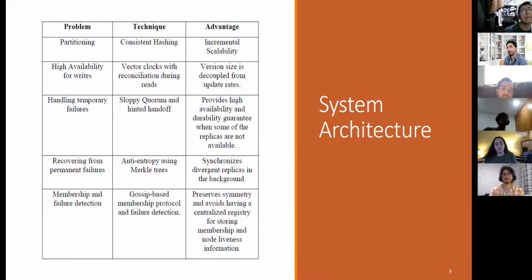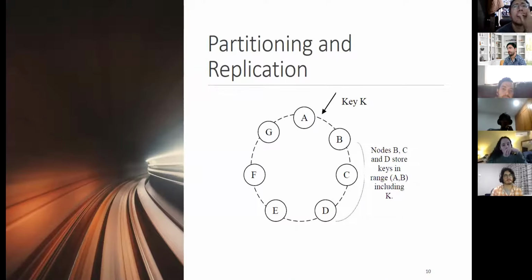So how is the system architecture? As we mentioned at the beginning, Dynamo advanced the state of the art by combining a lot of currently available techniques. So in this table, you can see which is the problem being solved, the technique that solved this problem, and the advantages. For the sake of time, we will skip this, but we will describe in more detail in coming slides all of these techniques. The first one is the partitioning and replication.